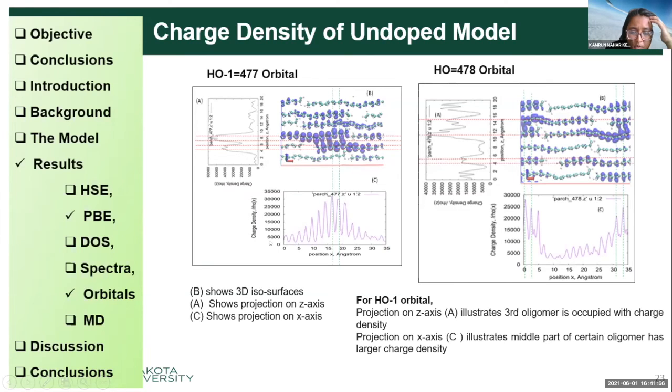So that's why there is a peak inside, and at the edge of the box there is less charge density, similar to the projection on the z direction. This one shows the highest peak because of the third oligomer, which is occupied with more charge density.